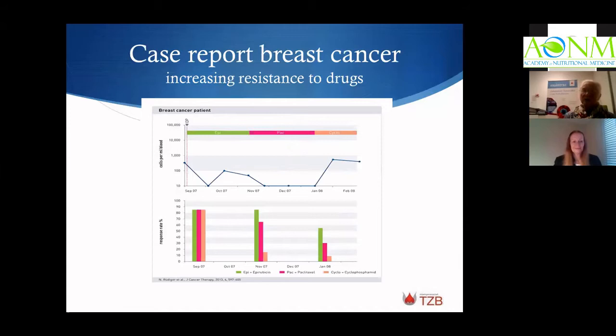This is also one other patient, just to show she was treated with different conventional drugs. Her cell numbers first responded, but the sensitivity to these drugs decreased all the time. And in the end, indeed, she increased in cell numbers again. So the sensitivity to different agents can differ over time, and they do so mainly upon treatment.